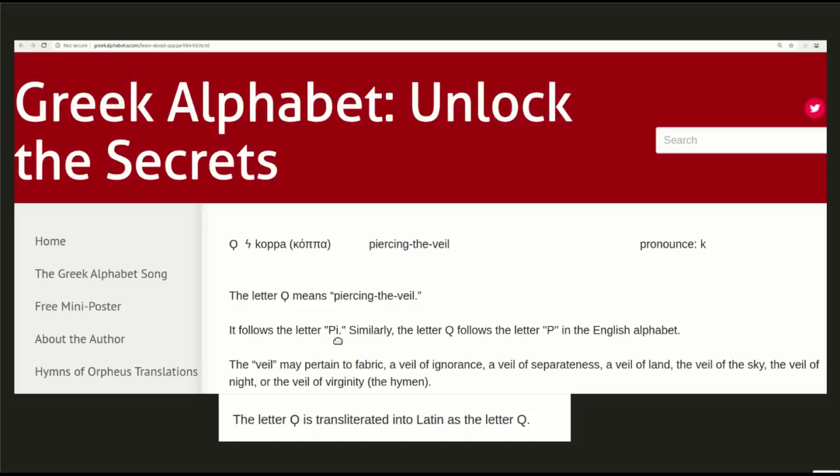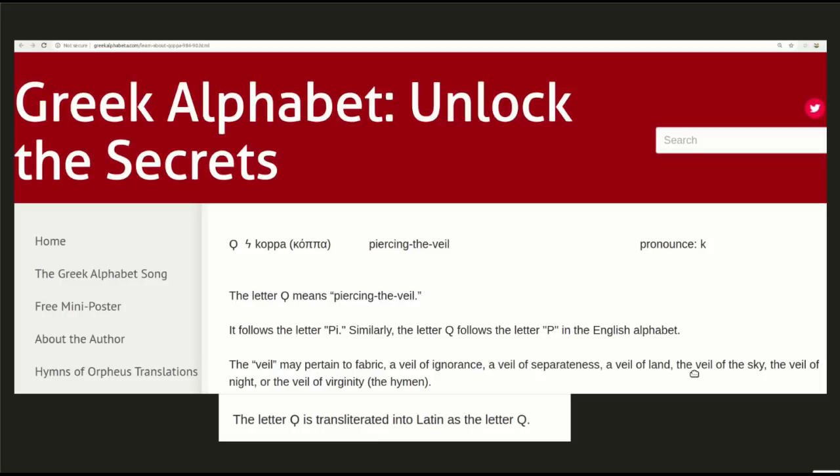It follows the letter pi in Greek. Pi is the letter in Greek that makes the sound like the letter P. Similarly, the Q, which came from the kopa, follows the letter P in the English alphabet. And so the letter kopa is transliterated into Latin as the letter Q, and then we get a Q as well.